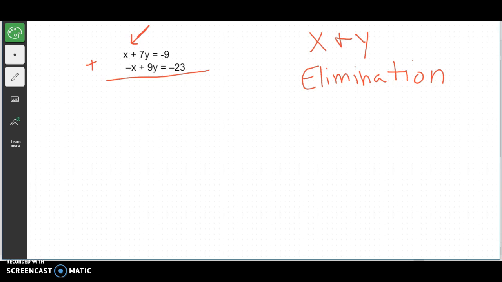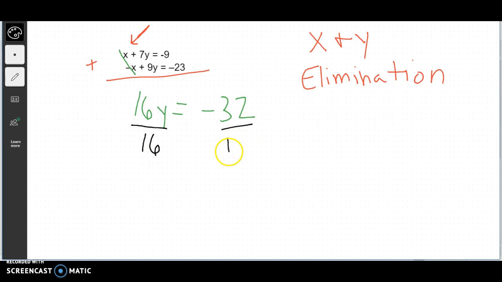So I'm going to have x plus negative x, which will give me 0 x's. So those will go away. I'll have 7 plus 9, which will give me 16y. And then I'm going to have negative 9 minus 23, which will give me negative 32. And now I have this new equation where I only have one variable. So this makes it really easy to solve for y. We're going to divide 16 on both sides, and we're going to get that y is equal to negative 2.